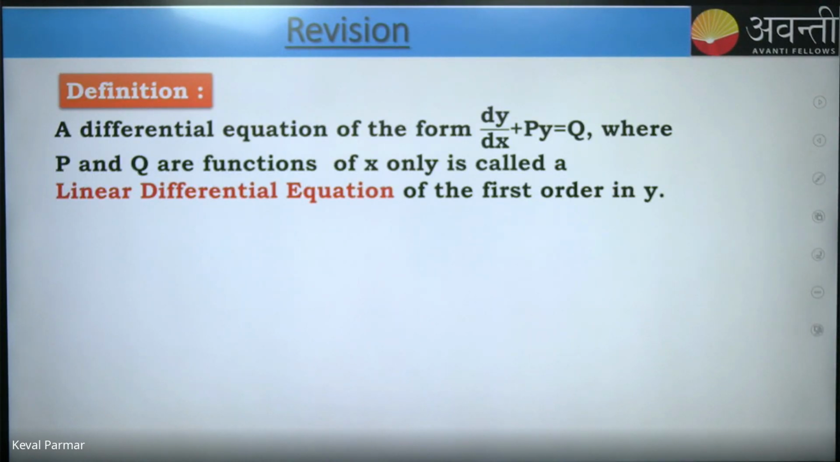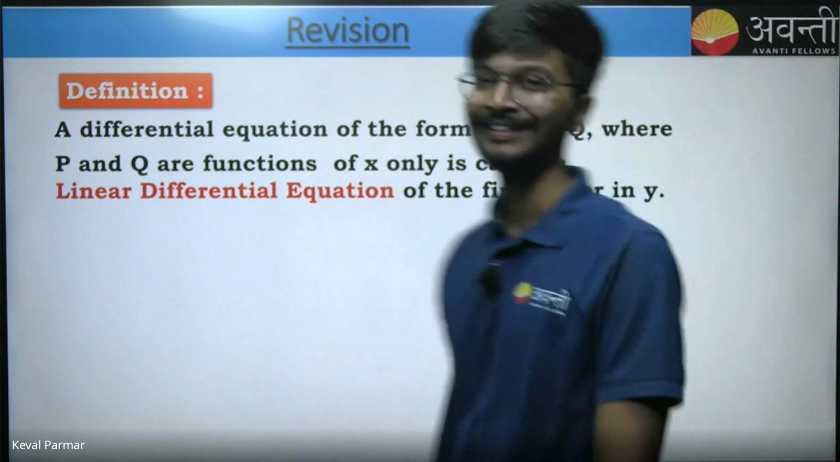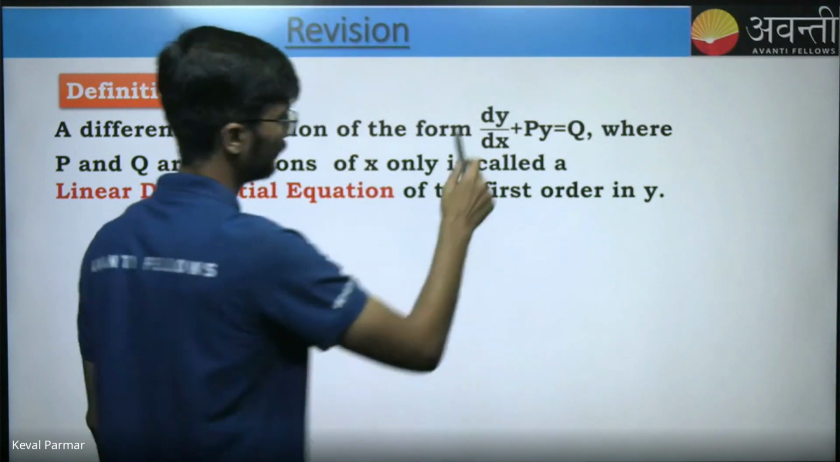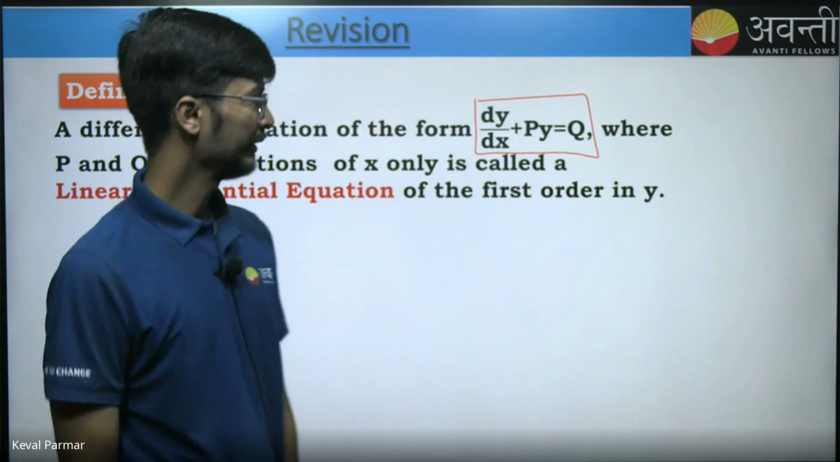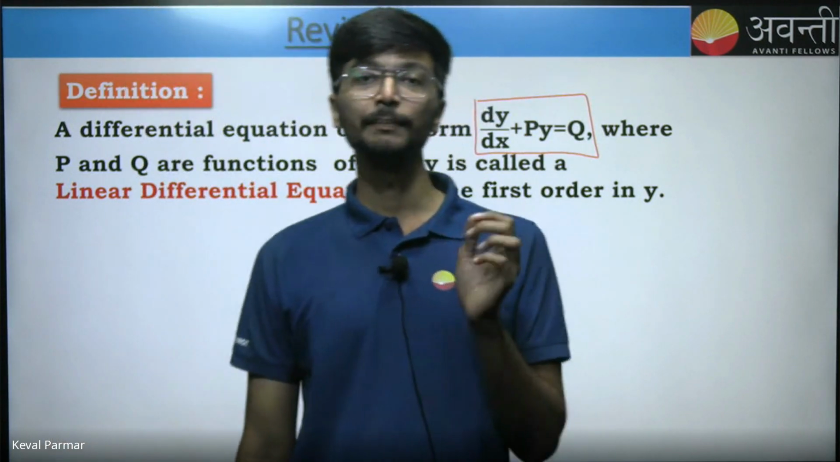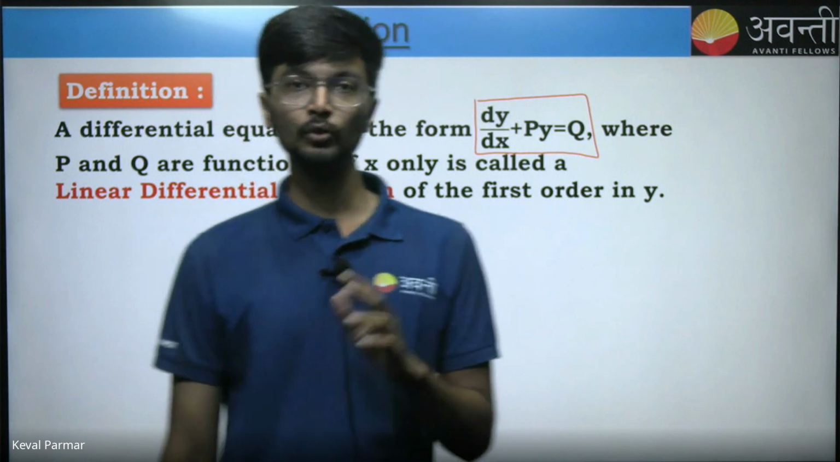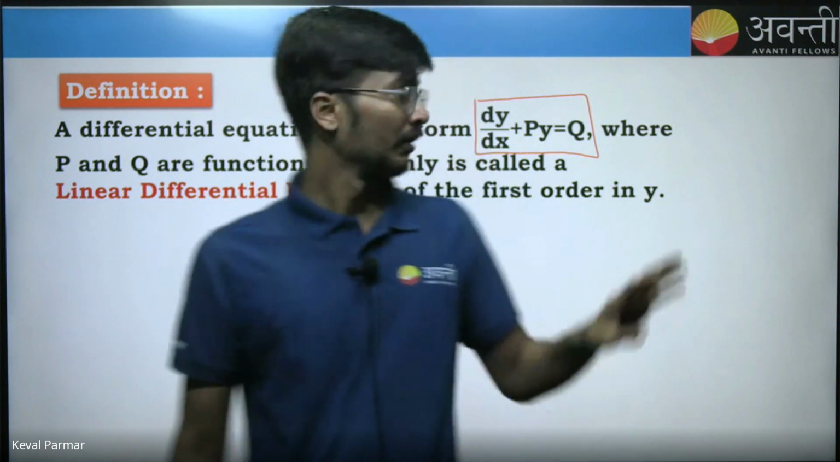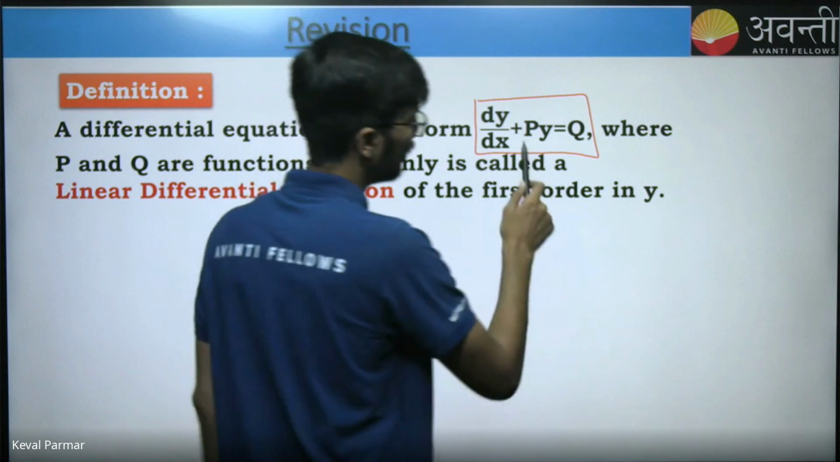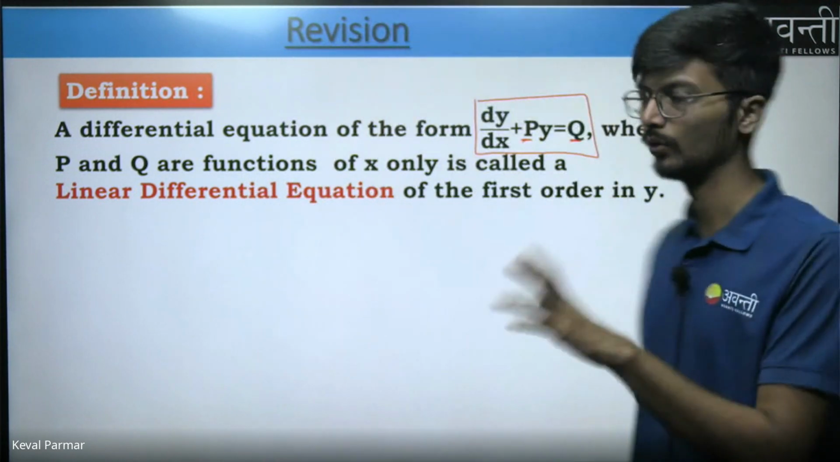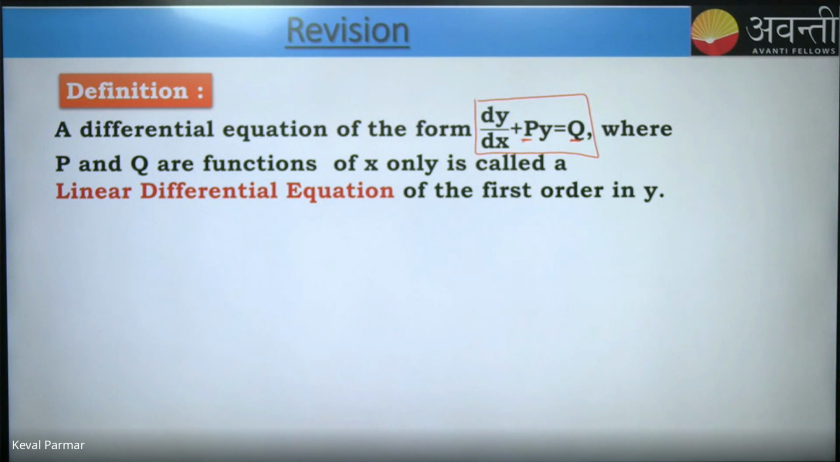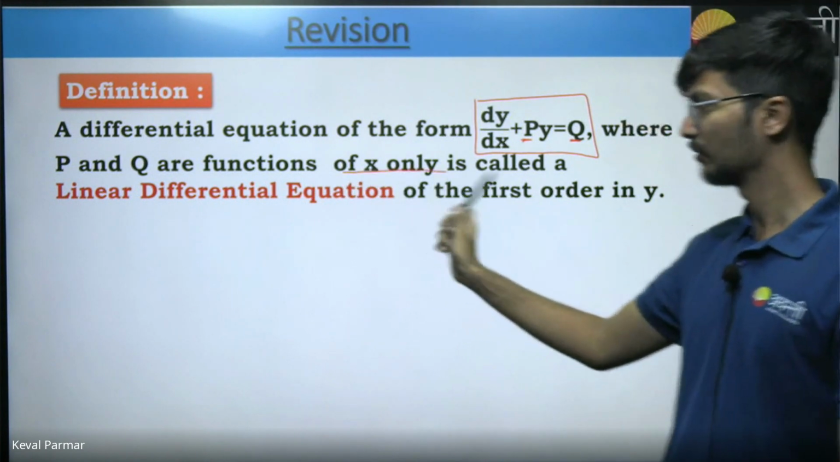Chalo. Next is, what is this? It is a linear differential equation. What is the form of linear differential equation? It is dy by dx plus py equals to q, right? Where p and q are functions of x only.